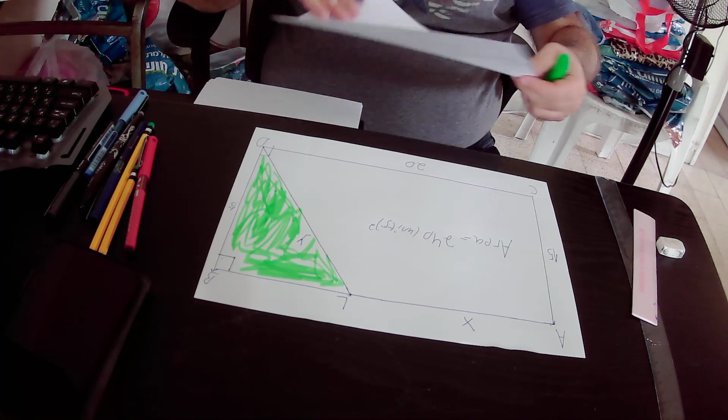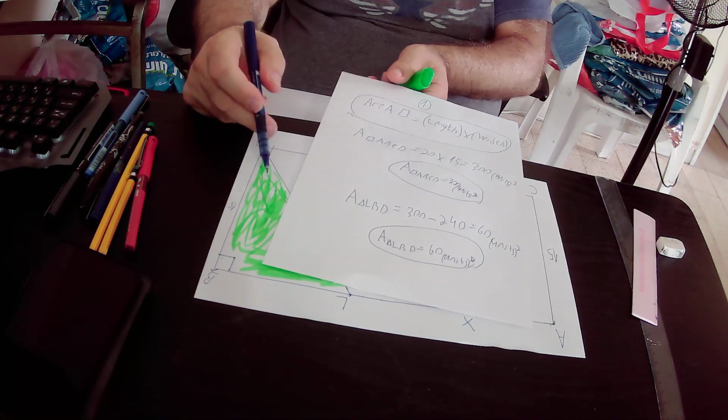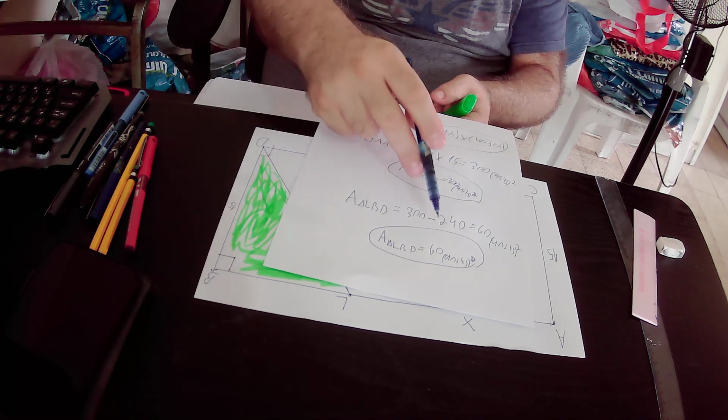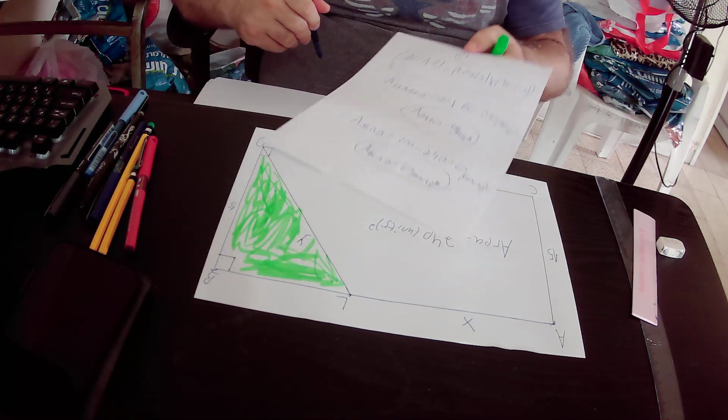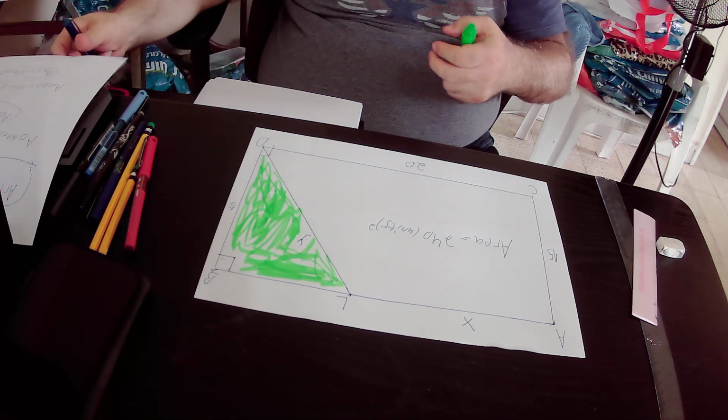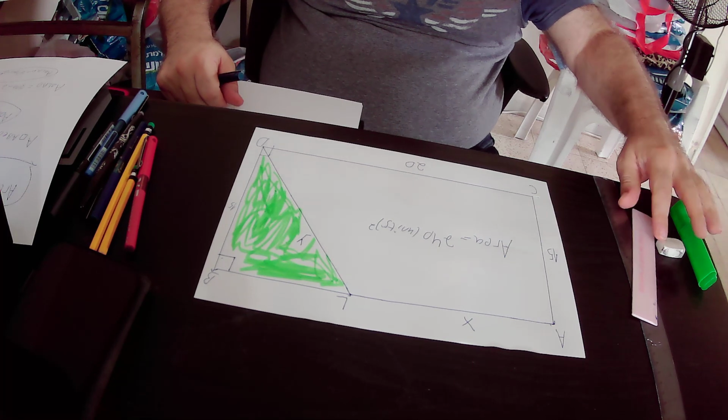Okay, the area of the right green triangle LBD equals 60 units squared. So I will draw triangle LBD again.